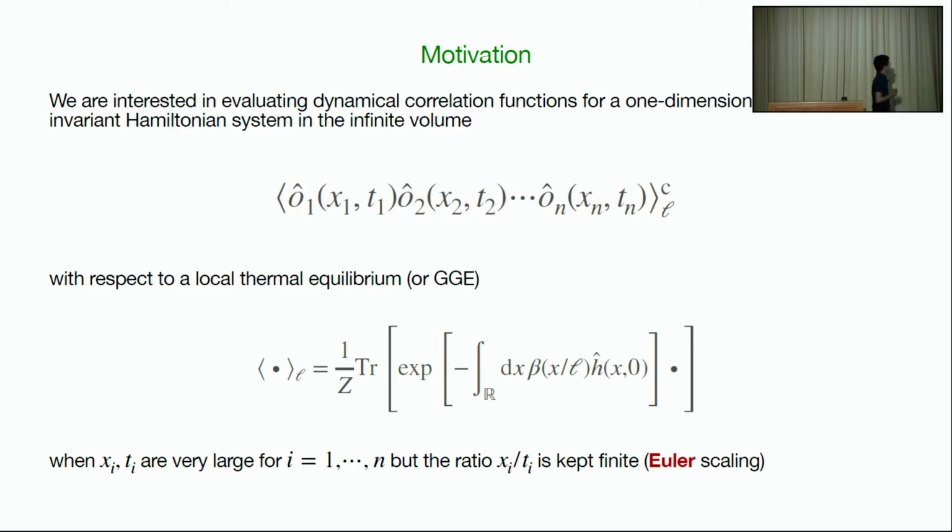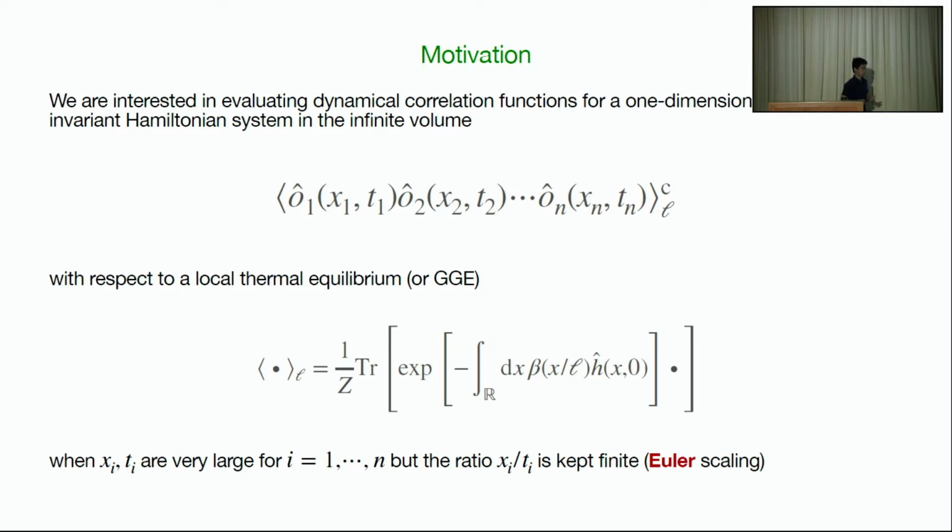For instance, I'm interested in evaluating this kind of dynamical correlation function that involves an arbitrary number of local observables, these guys, that are inserted at arbitrary space-time positions. And this average is done with respect to, say, local thermal equilibrium, or it could be local GGE if your system is integrable. And it's usually written in this way, where the inhomogeneity, if your system is inhomogeneous, is encoded through here, which is a Lagrange multiplier. Well, in this case, simply the inverse temperature, because H hat is the Hamiltonian density. And the length scale over which the state is varying is controlled by this parameter small l, which is eventually sent to infinity. So that's the kind of setup.